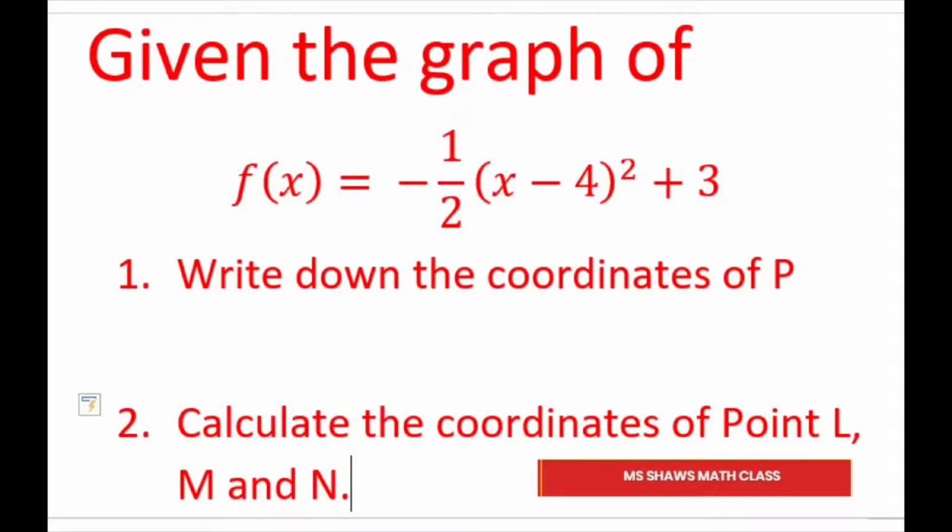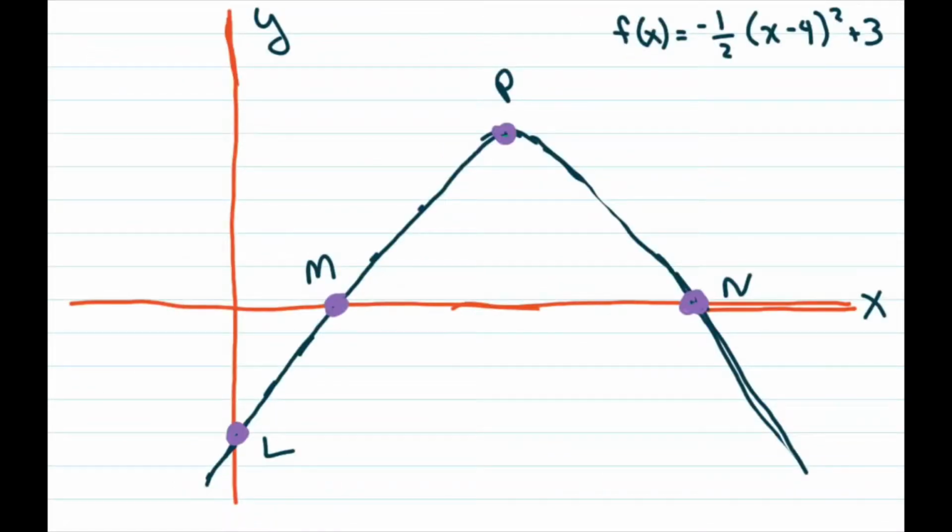Hi everyone. Given this quadratic equation graph, y equals, or f of x equals negative 1/2 times the quantity of x minus 4 squared, and then plus 3. We're going to write down the coordinates of P, L, M, and N and find those. So this is the graph. This is a typical Math SL type problem. Usually they don't give you anything, and you just have to know how to find these algebraically.